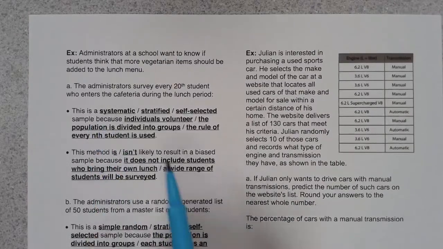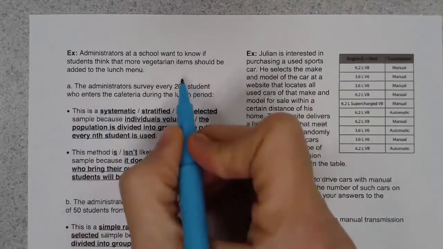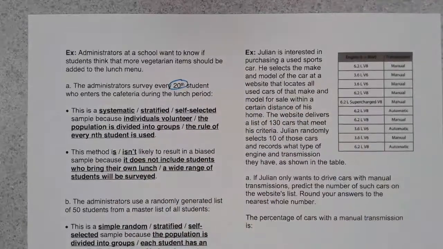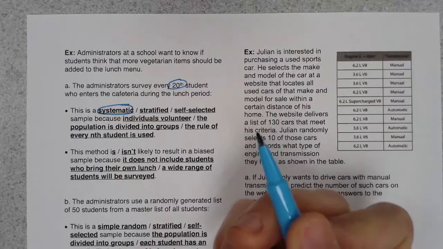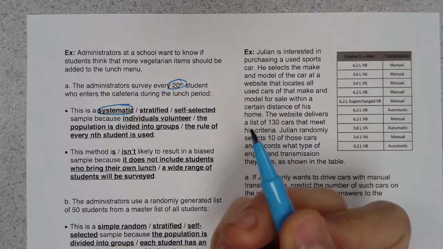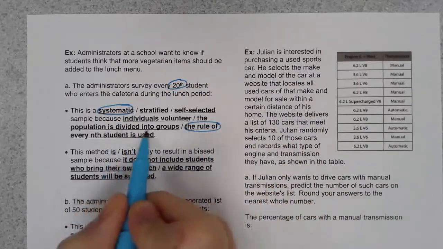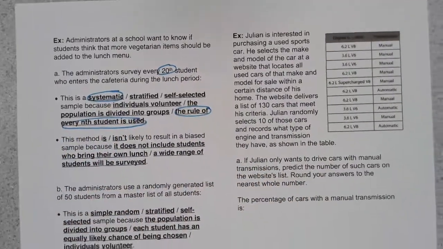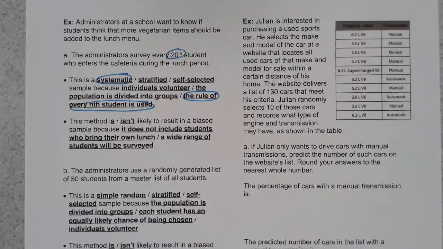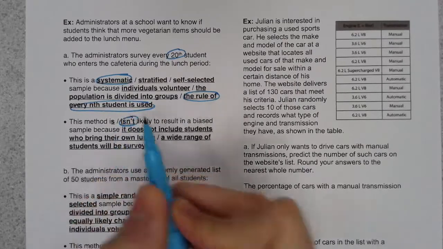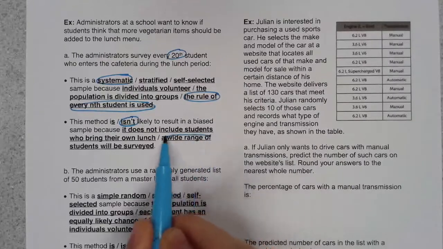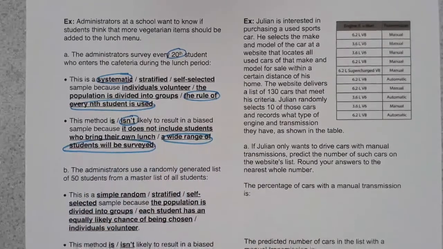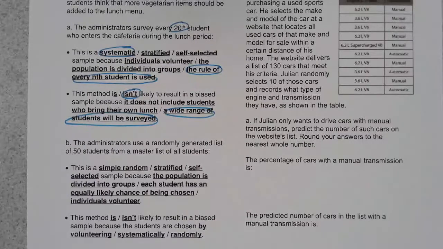The first one is there's different ways they can ask the questions. So if they survey every 20th student who enters the cafeteria during the lunch period, they're following a number rule. It's a systematic sampling method. And then the reason why it's systematic is because they're following the rule of every nth student. So if they used that as their sampling method, it would be systematic. Using a systematic sample in this example is not likely to result in a biased sample because in the way that they're asking the question, a wide range of students will be surveyed because they're surveying people that are in the cafeteria according to a number rule.